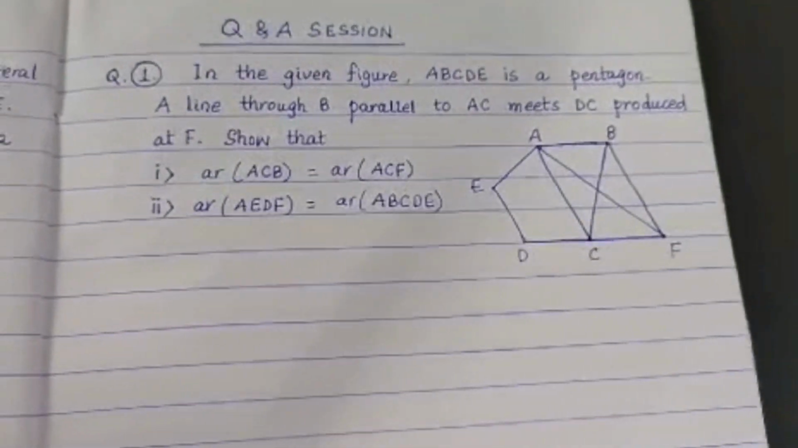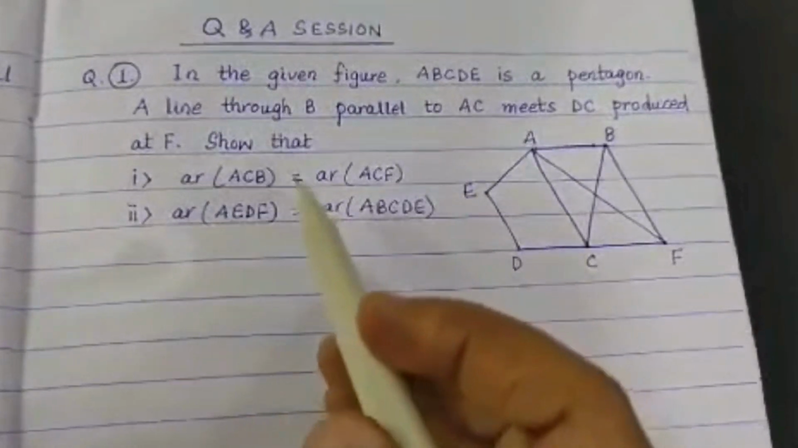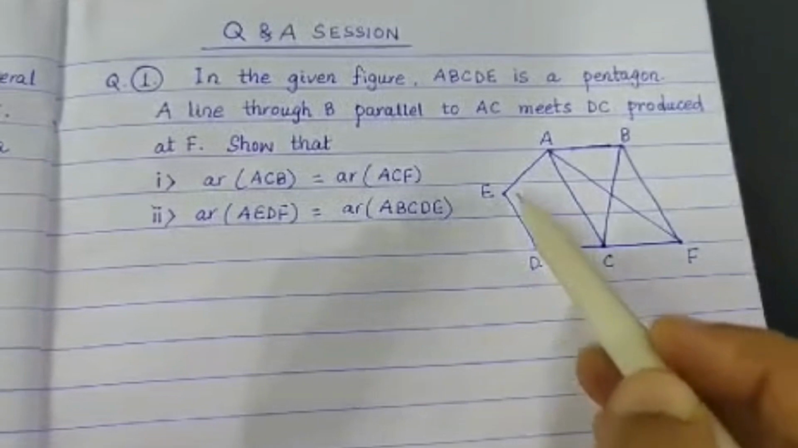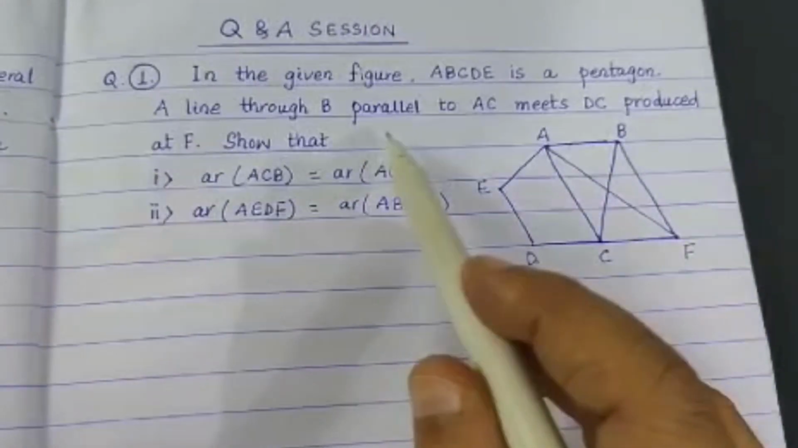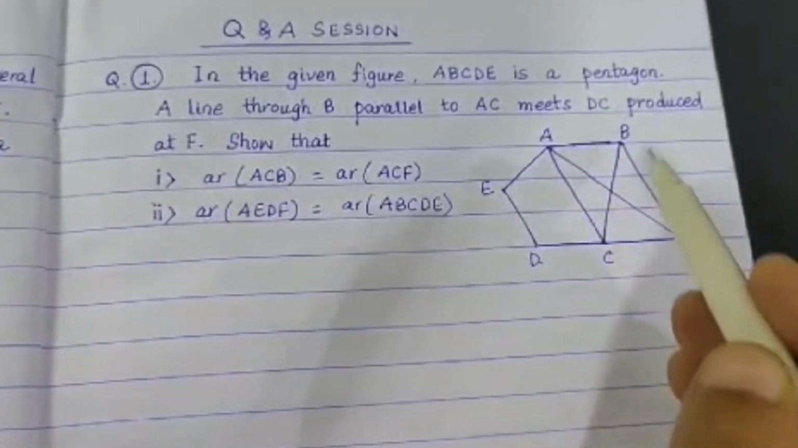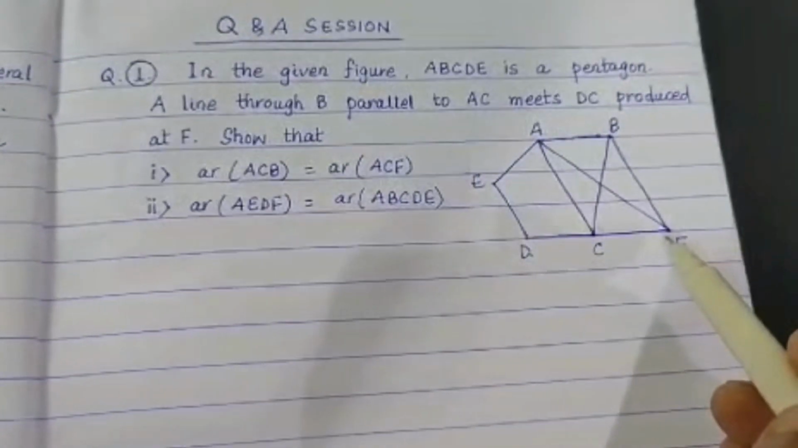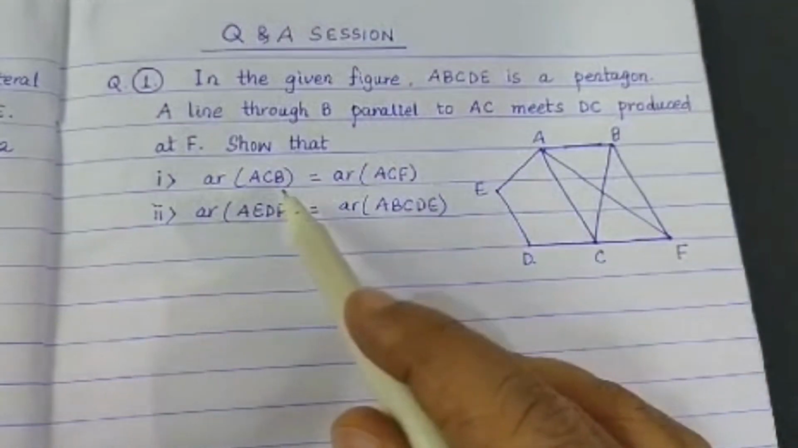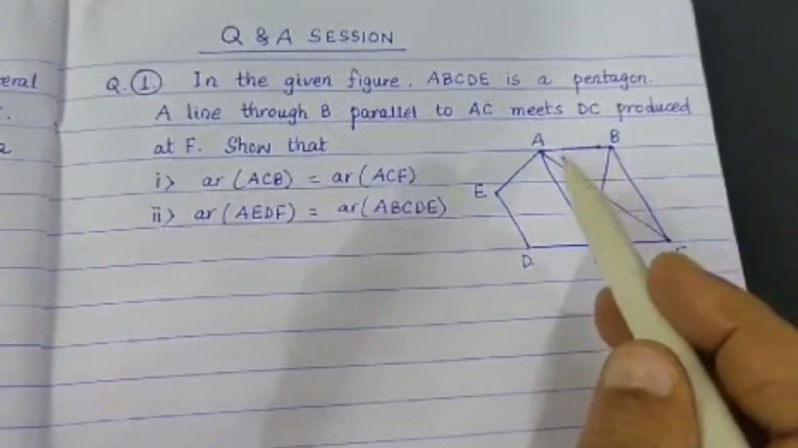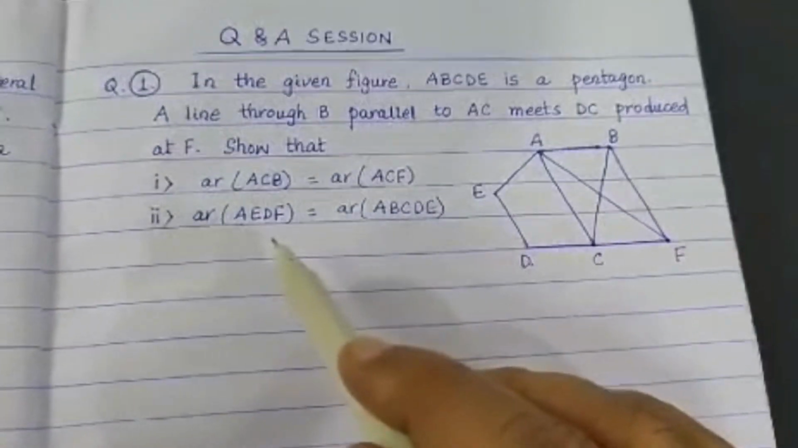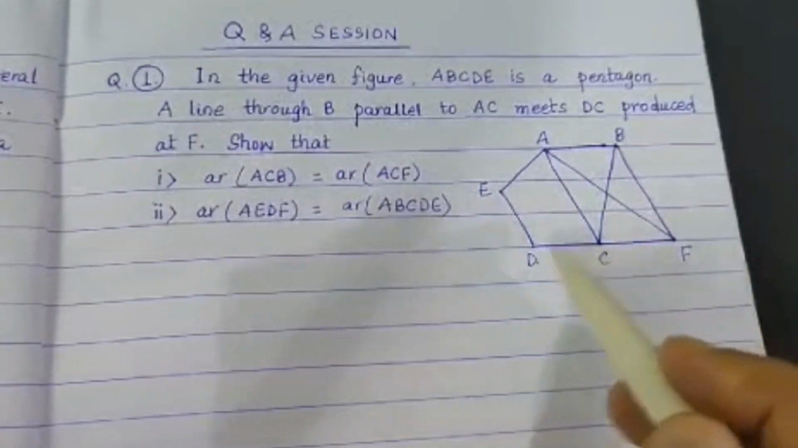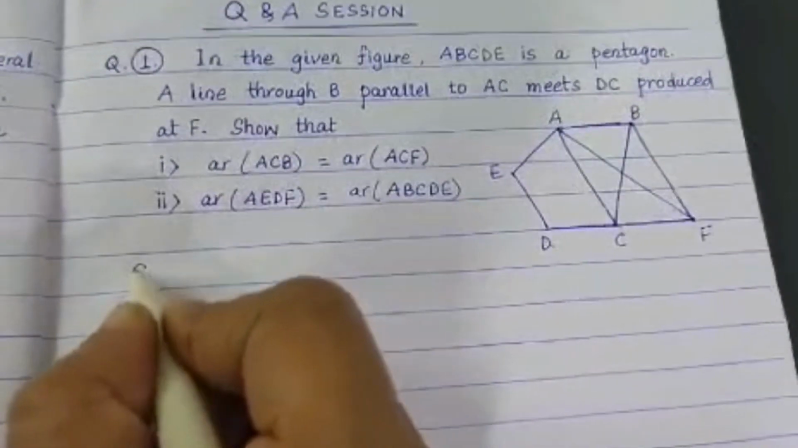Okay, thank you very much for joining me. So friends, let's start the video, and this is the first question. The question is, in the given figure, ABCDE is a pentagon. A line through B parallel to AC means this line BF meets DC produced at F. We have to prove that area ACB is equal to area ACF, and then area AEDF is equal to area ABCDE. Okay, so let's solve this problem.